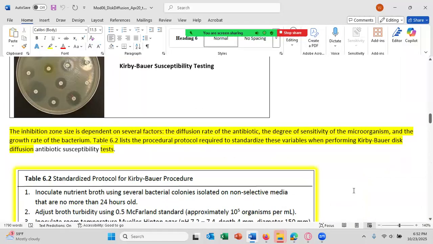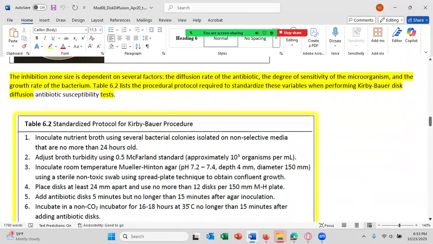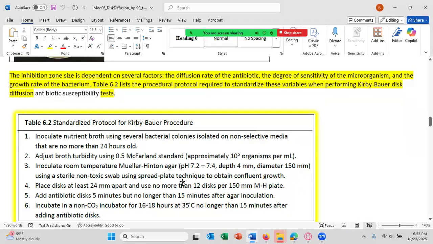It lists some of the standard protocol for doing the Kirby-Bauer diffusion method. First, you inoculate a nutrient broth using several bacteria colonies isolated on a non-selective media, and you grow the broth for less than 24 hours. You then adjust the broth turbidity to 0.5 McFarland units. That's approximately 1 times 10 to the fifth bacteria cells per mL.